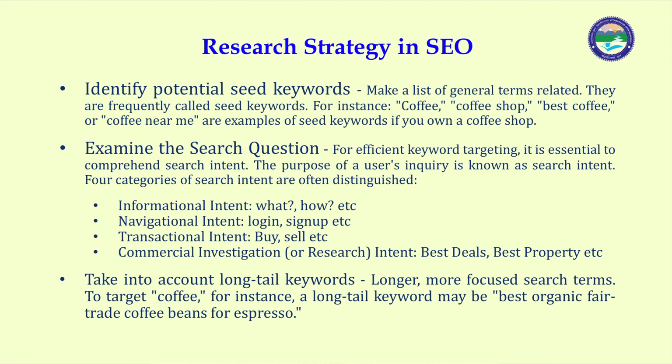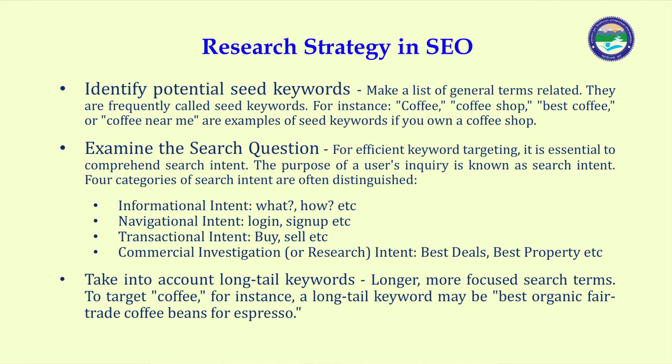Transactional intent is to sell or buy something. If a user wants to buy something, they will produce a query to buy shoes, so it should redirect to a shopping website. And last is the commercial investigation intent. It is like comparing something, best deals. If I'm going to buy a car and I'm comparing two or three cars, it should be the commercial intent.